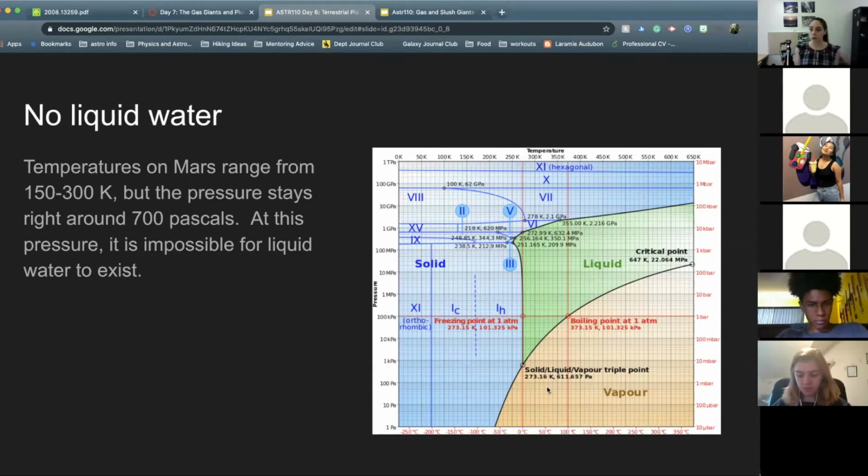So even if there used to be water on Mars, if it had more of an atmosphere, so maybe the pressures were a bit higher, it no longer has an atmosphere that can sustain water. And we know that based on this pressure diagram for water and the conditions on Mars.